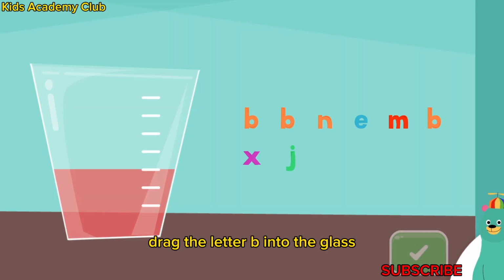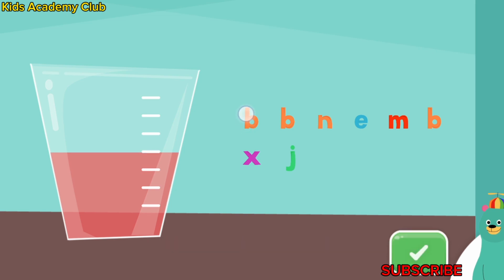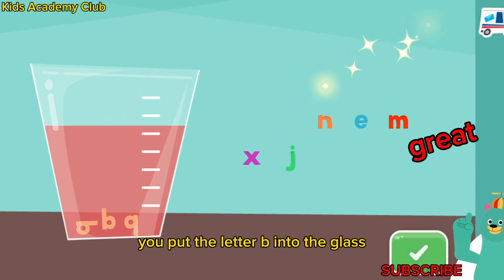Drag the letter B into the glass. B. B. B. Great! You put the letter B into the glass.